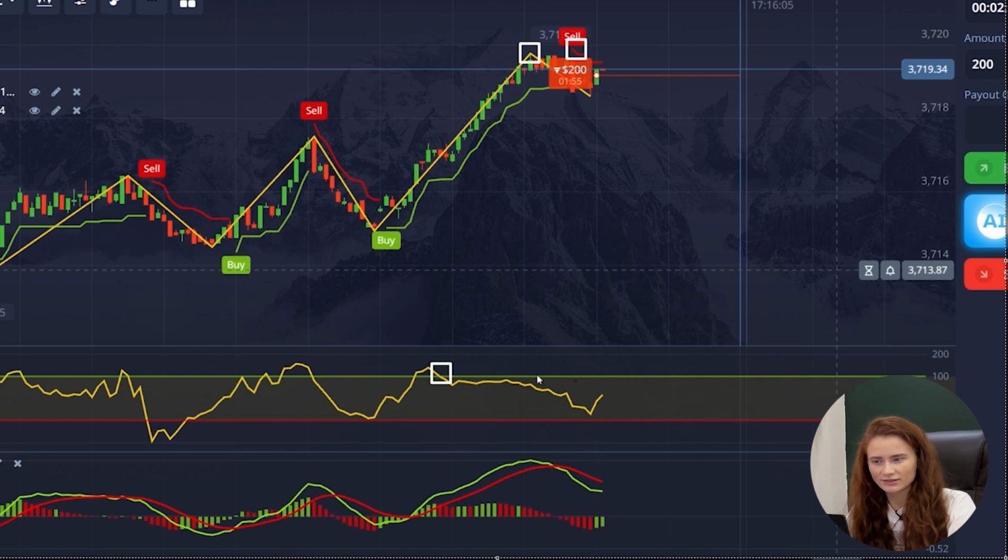The CCI indicator line was above level 100, and at the moment when the buyers' forces began to fall, the indicator line again crossed the level of 100 and was directed downwards. This also confirms the lower price.